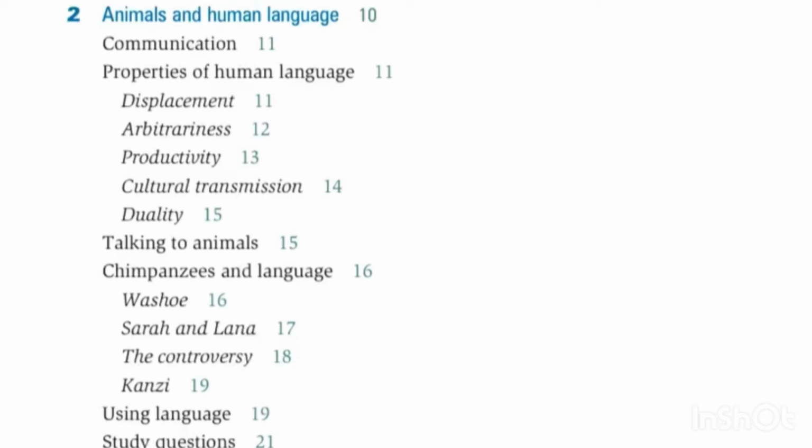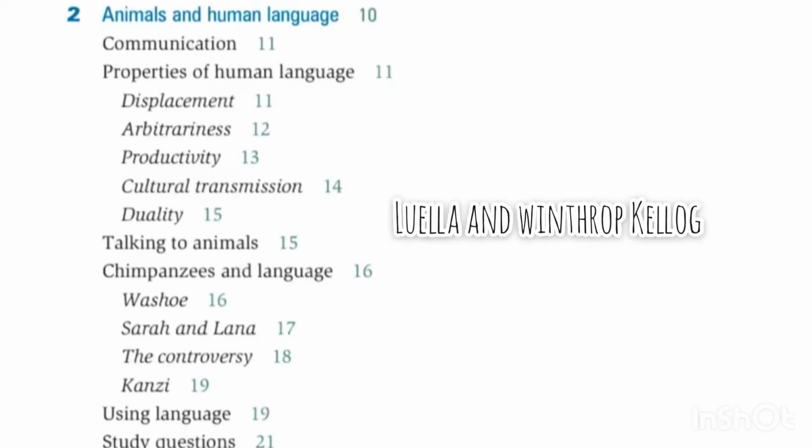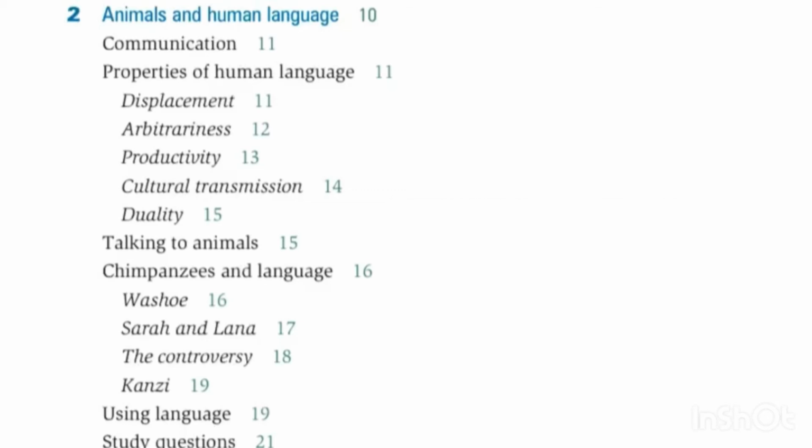Now we are going to discuss some experiments which were conducted on chimpanzees. So the next point is chimpanzees and language. In 1930, an infant chimpanzee was brought up together with a baby by a scientist couple, Luella and Winthrop Kellogg. The chimpanzee was able to understand more than 100 words but did not produce any word, and the chimpanzee's name was Gua.